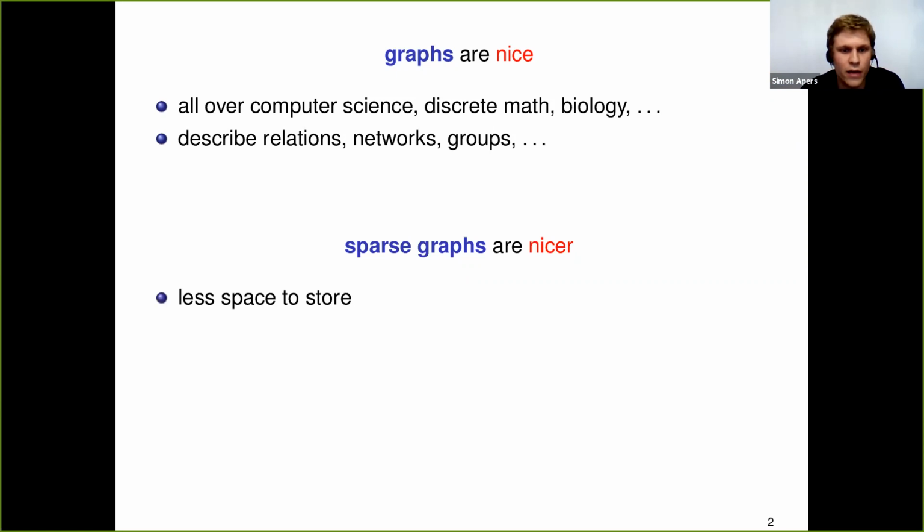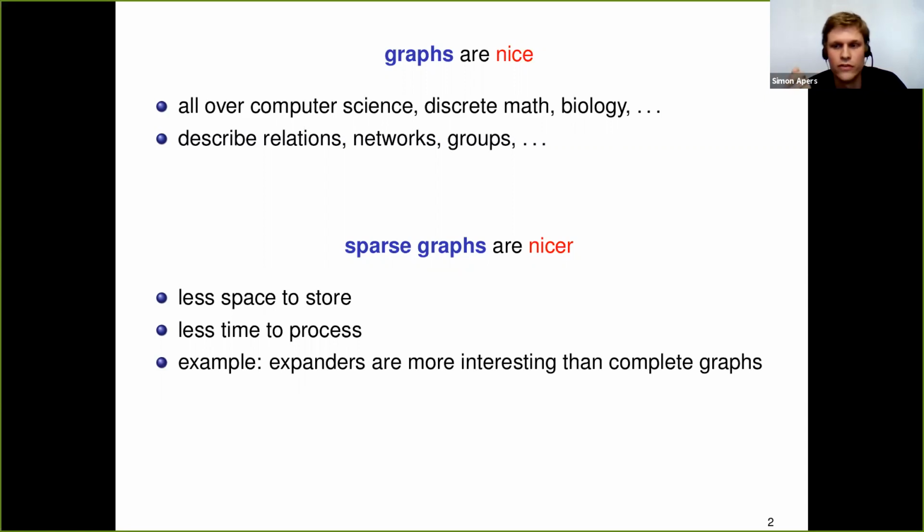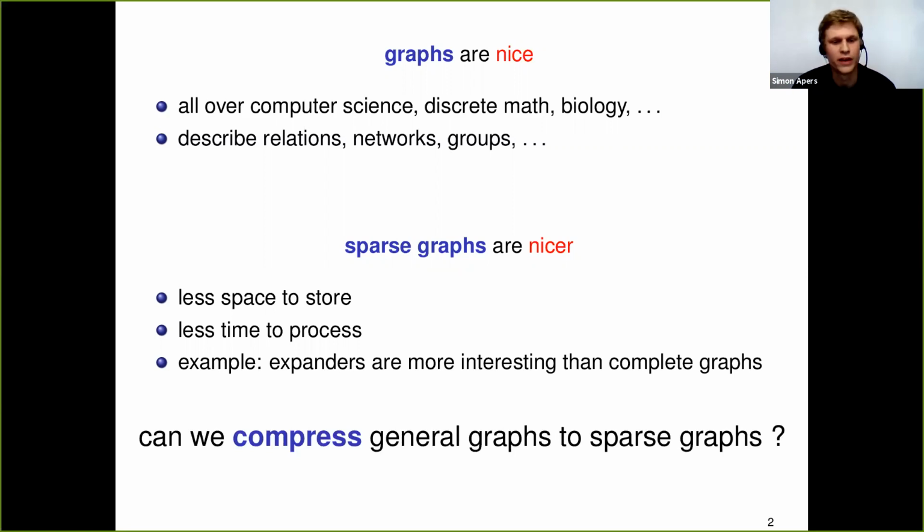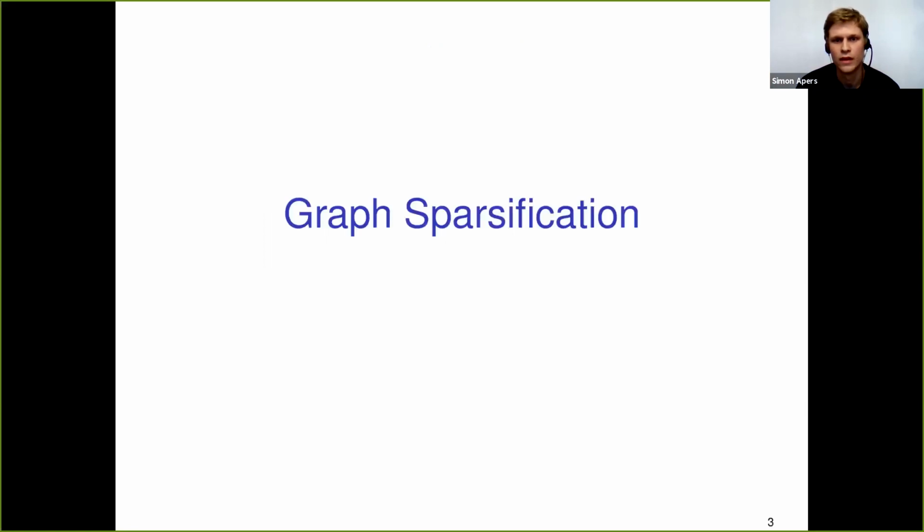Now, why is that? Because they take less space to store, they require less time to process. To solve problems on these graphs typically takes less time. And an example of this phenomenon is that expander graphs, which are used to model or to approximate complete graphs, are typically much more interesting than complete graphs. Expander graphs are sparse approximations of complete graphs. All right. So this raises a very natural question: whether we can compress general graphs to sparse graphs. This is basically the subject of a line of study called graph sparsification.